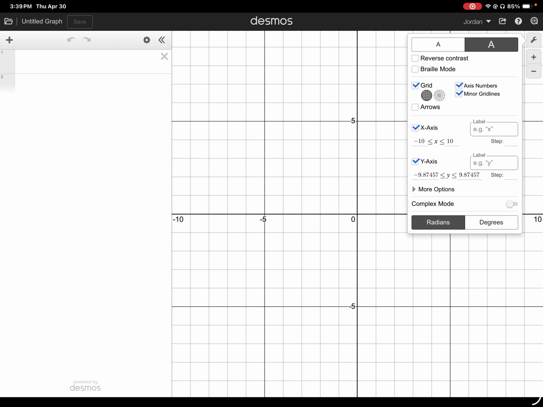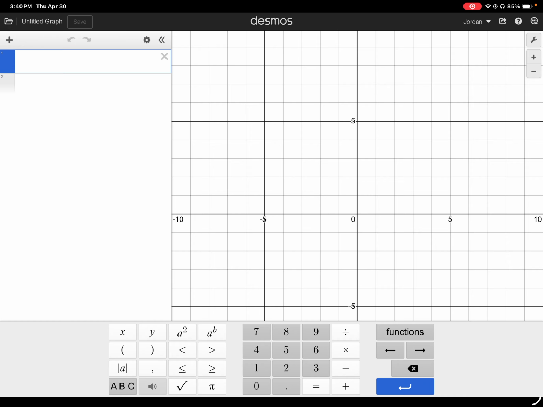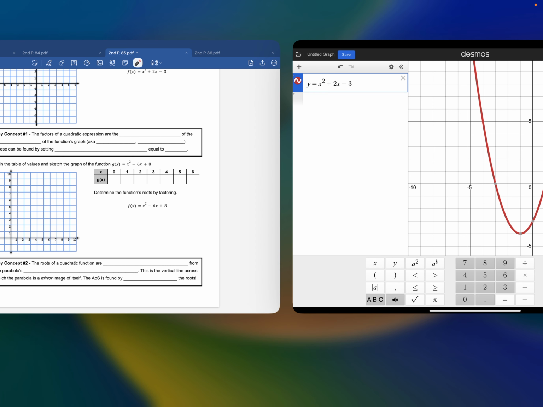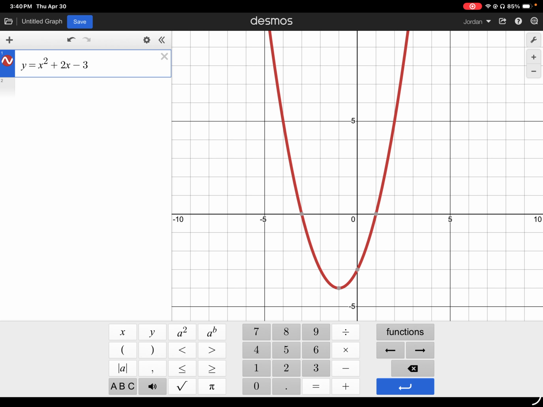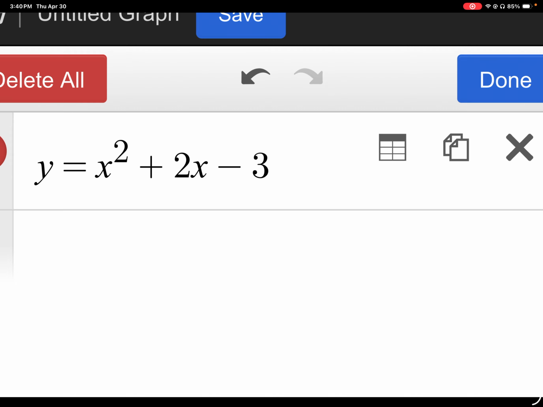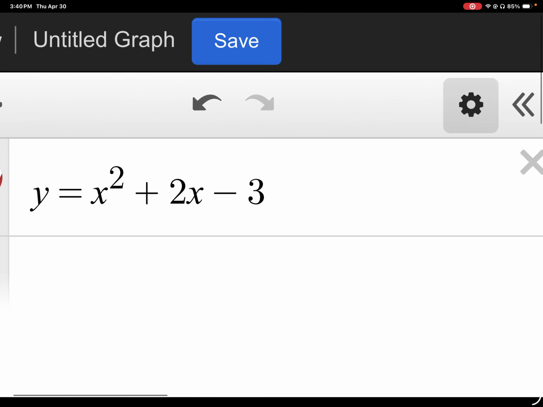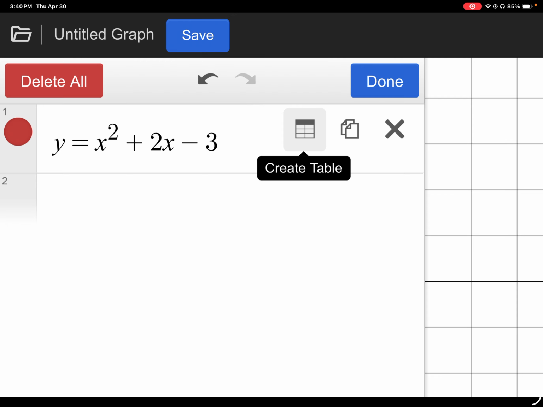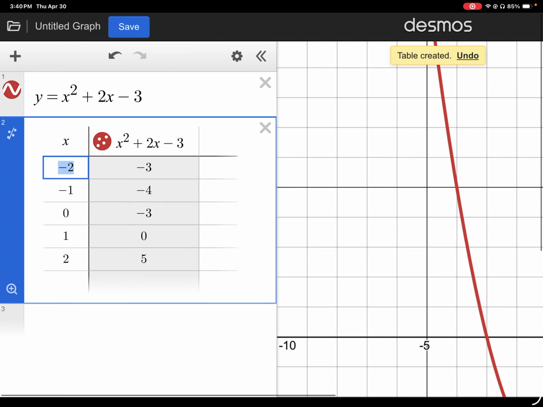So, put it on bold mode. I'm going to type in y equals x squared plus 2x minus 3. Is that what that was? Yep. Then, to make Desmos do the work for me, if you click this little gear icon that says Edit List, so I click this little gear icon right here, a couple of options pop up. The option I'm most interested in is right here, Create Table. That created a table for the function I typed in.